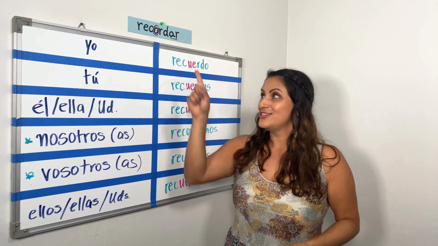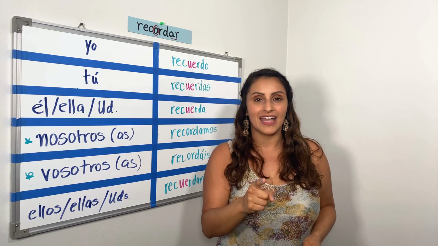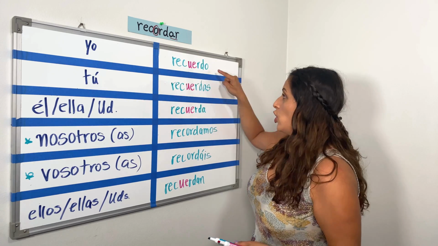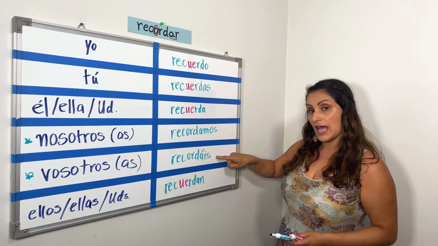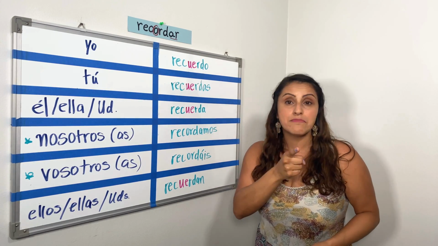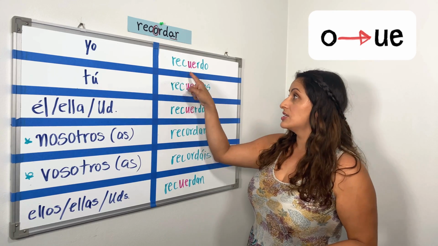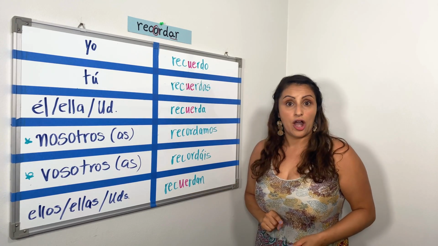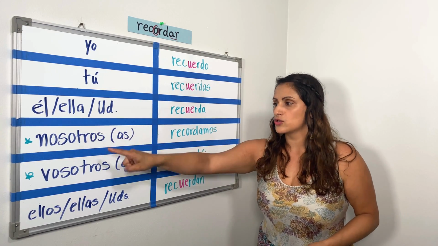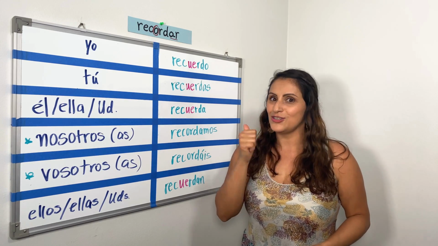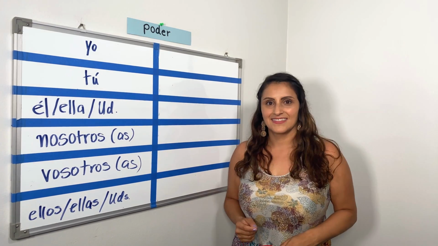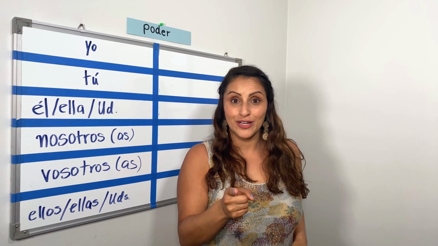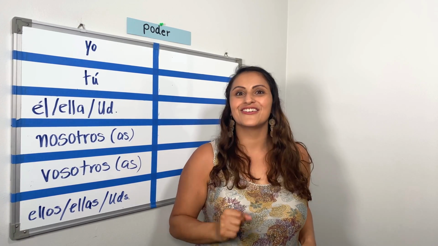Muy bien. You conjugated the verb recordar. You changed the AR, O, as, a, amos, ais, and an. And you remember that the O changes to UE in all forms except for nosotros and vosotros. You did excelente. Are you ready for another verb? I am. I know you are too.